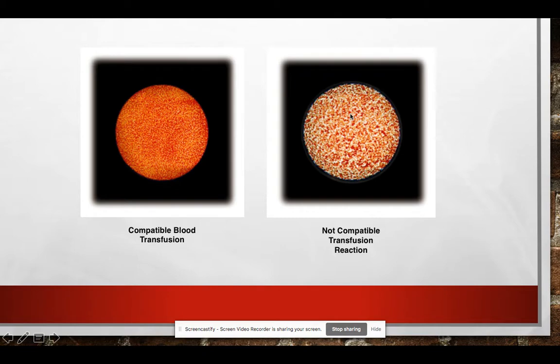When blood clumps up like this, it is not able to make that smooth journey, and it can actually be fatal if not caught at the right time. Okay, this is a picture of a successful transfusion, and this is a picture of a non-successful transfusion.